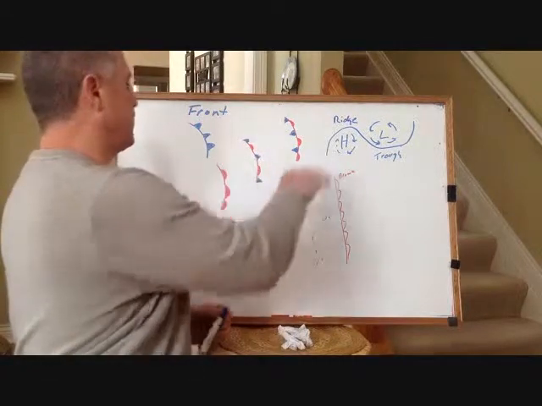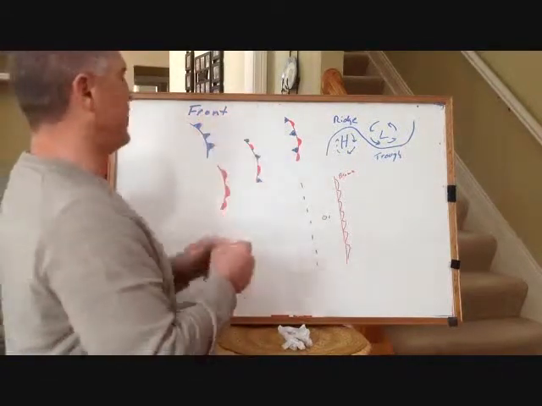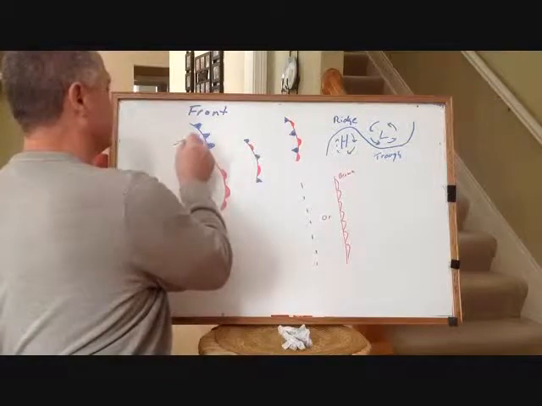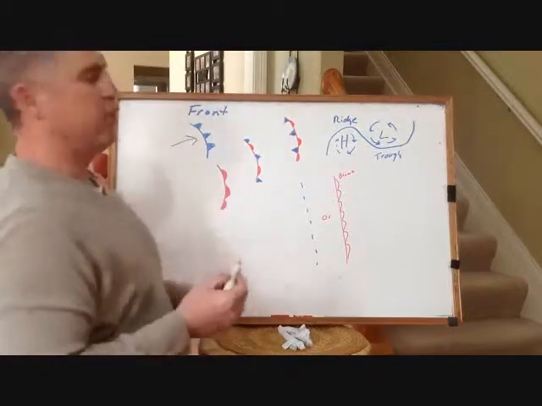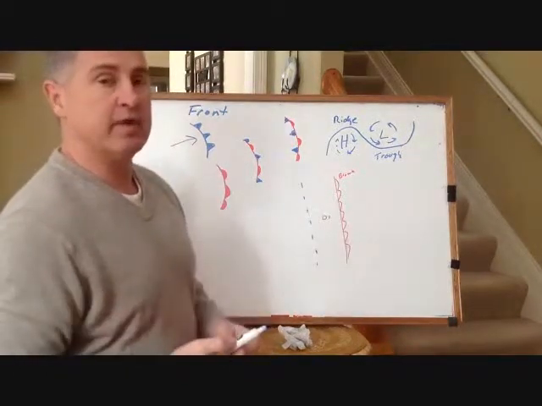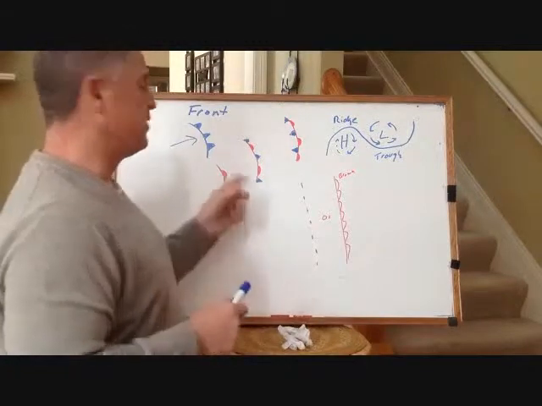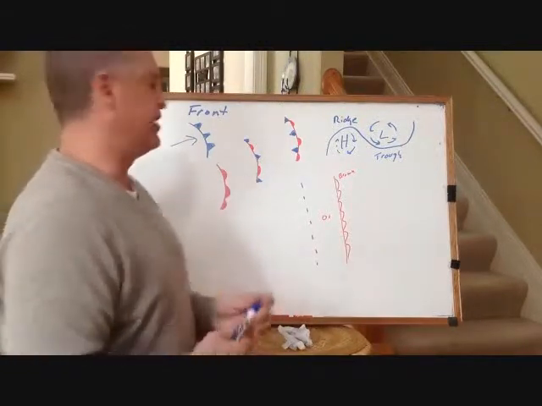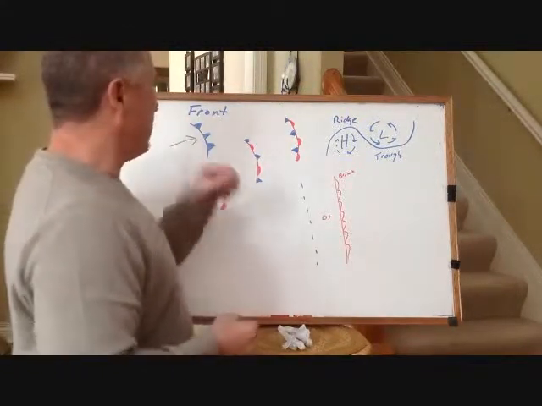And again, as far as direction, the symbols are always on the side that they're going to. So this front is going in this direction. The warm front, very slow moving front. I like to think of them as, remember, little half sunshine. So warm front, cold front.